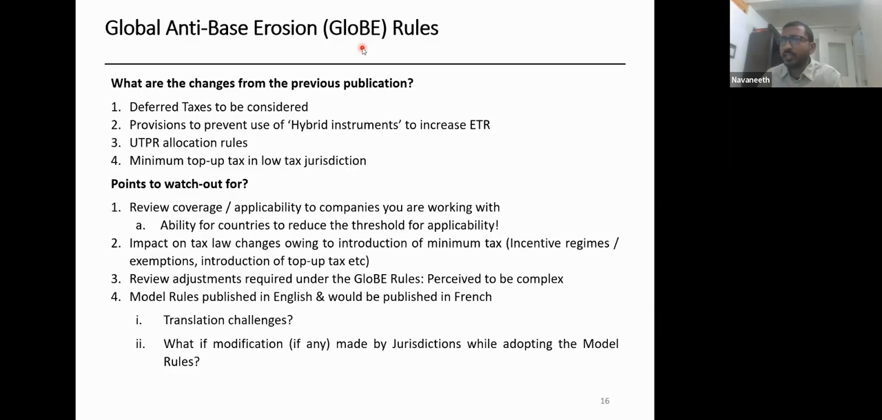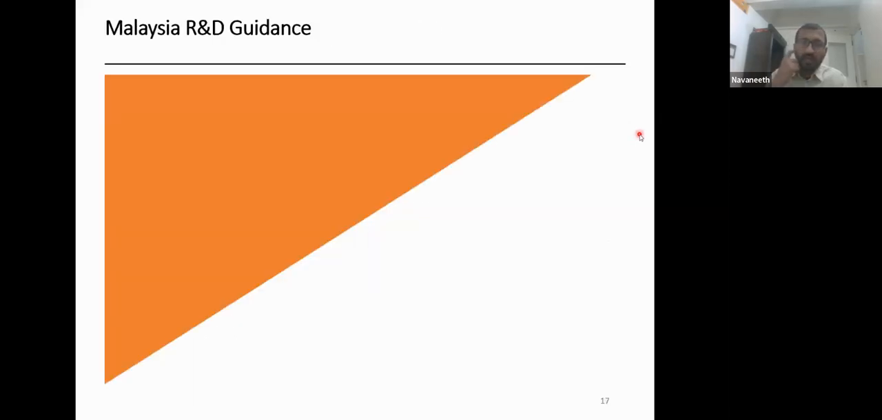One other point to bear in mind is what happens when the rules are not in English and French. Today, the OECD has issued rules in English. Very shortly, you're likely to see rules in French as well. What would happen when a rule is introduced in a different language? When rules are modified slightly, how would it impact the overall harmony and consistency that you would want to see across geographies? These are points which we will have to wait and watch.